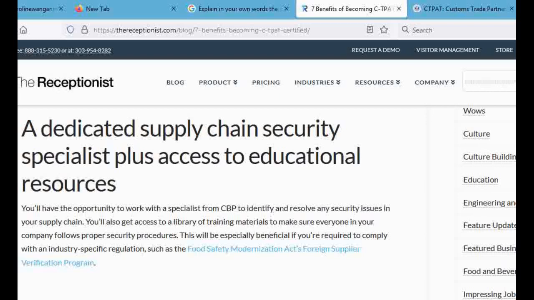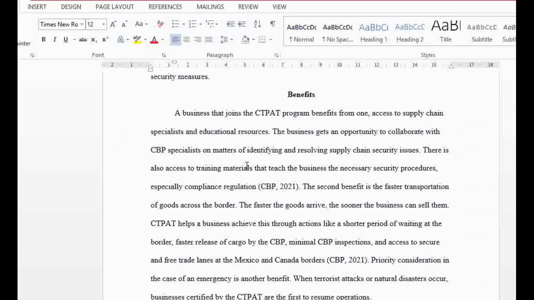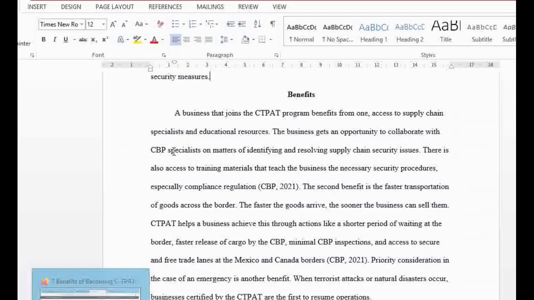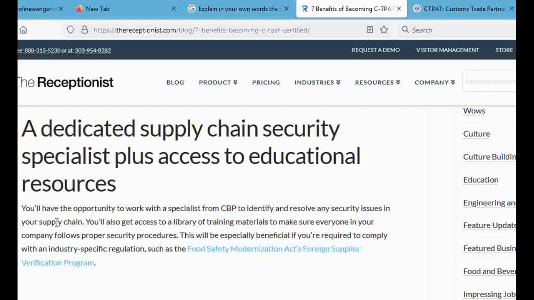So let's see how I started my benefits part. Okay, a business. Guys, I hope you can see how I started that sentence. A business that joins the CTPAT program benefits from, 1, access to supply chain specialists and educational resources. So I did some paraphrasing there. I just said access to specialists and educational resources. As long as you paraphrase and the meaning is the same, you are good to go. And then I gave a little explanation. So you'll have the opportunity to work with a specialist from CBP to identify and resolve any security issues in your supply chain.